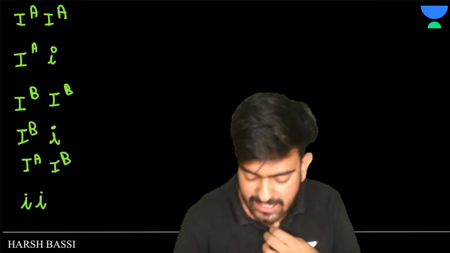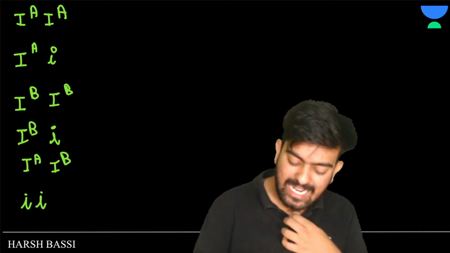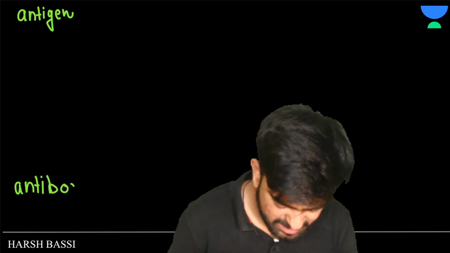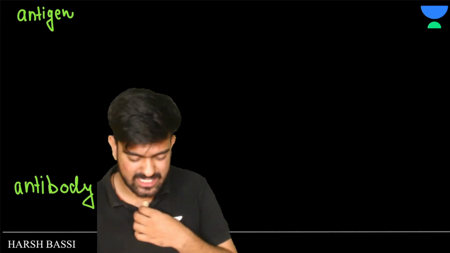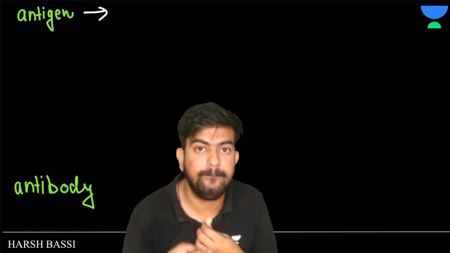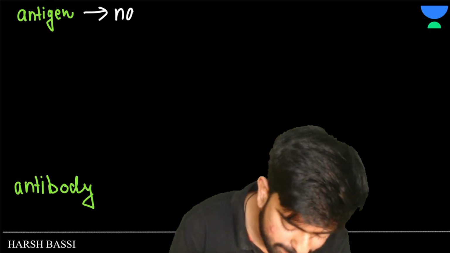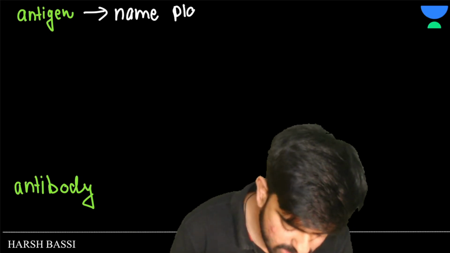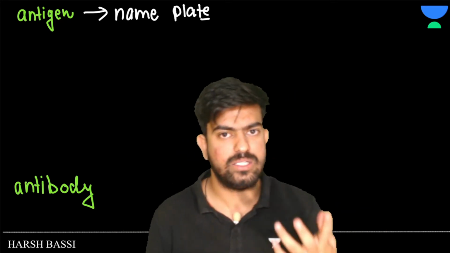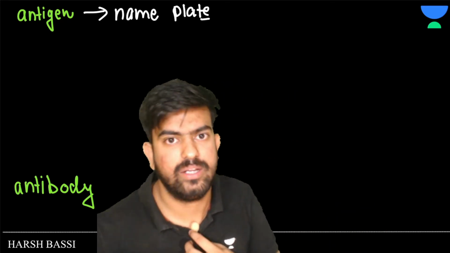Now, there are two terms, which are antigen and antibody. Sir, we are very much confused about antigen, antibody, what is this and all. So, treat antigen as a nameplate. Treat antigen as a nameplate, okay? What is a nameplate, sir? When you submit the notebook in your school, how can a teacher recognize your notebook? By your nameplate. Yes or no?